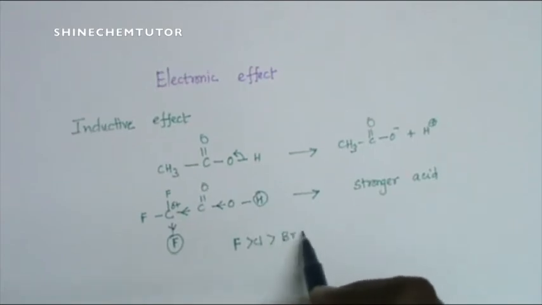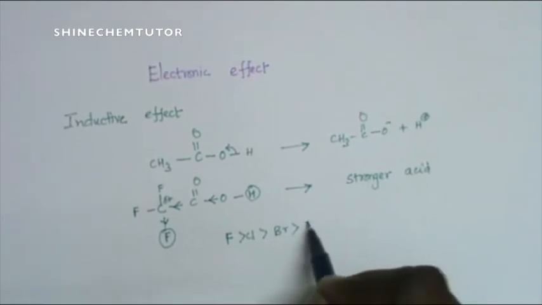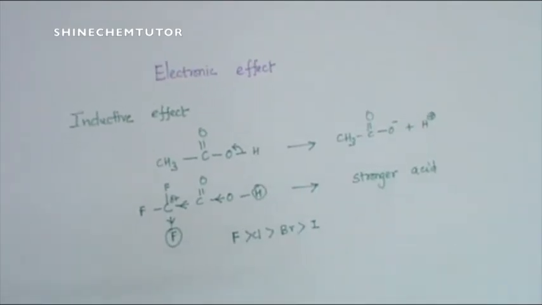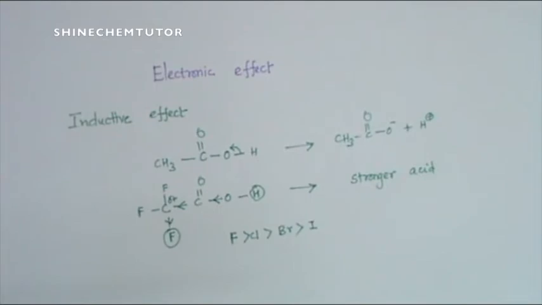That is more electronegative compared to bromine. Iodine has the least electronegativity in halogens. So if I go for trifluoroacetic acid, that will be stronger acid compared to trichloroacetic acid. That will be stronger than tribromoacetic acid. That will be stronger than triiodoacetic acid. Even I can go for 1 fluorine atom, 2 fluorine atom, 3 fluorine atom also.